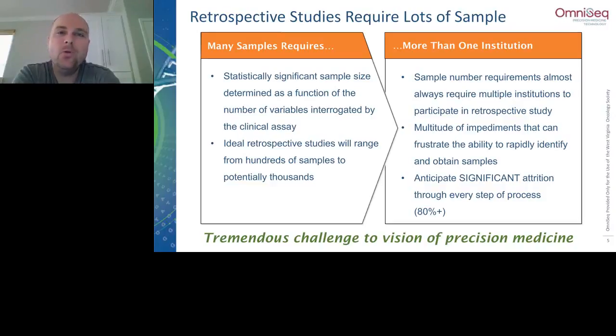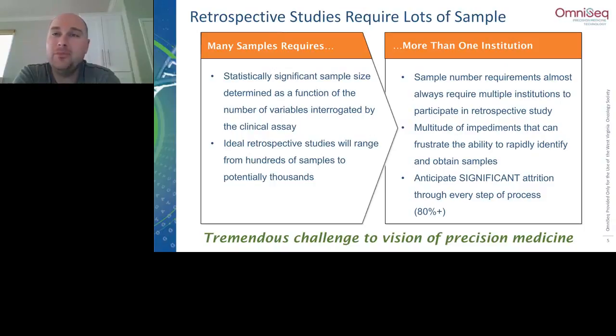So if you're only interrogating one variable, the number of samples in terms of a statistically significant standard that journals would be happy to accept will be a little bit lower than if you have multiple variables. The ideal study then will typically include anywhere from several hundred to potentially thousands of samples.